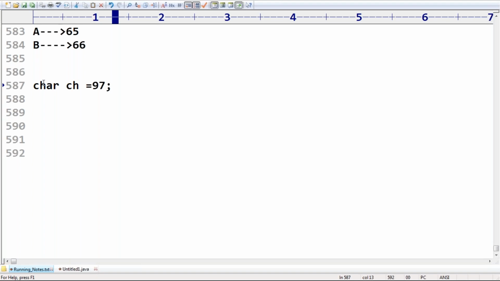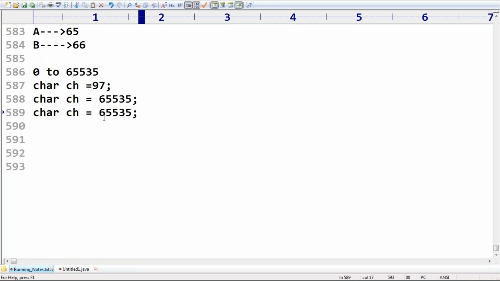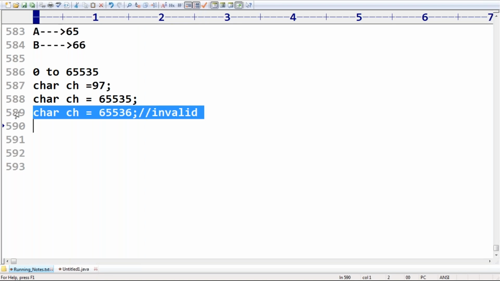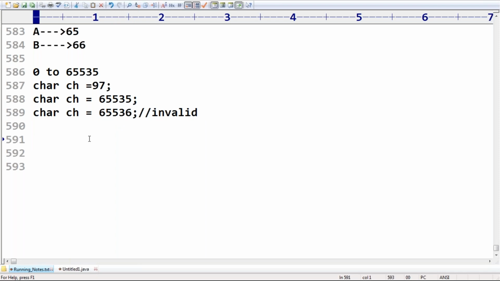But make sure the only allowed values are 0 to 65,535 only. More than that, sorry, it is not possible. So char ch is equal to 65,535 may be fine, but char ch is equal to 65,536, is it valid or invalid? This one is invalid, because it is not in the range. That's why it is invalid.